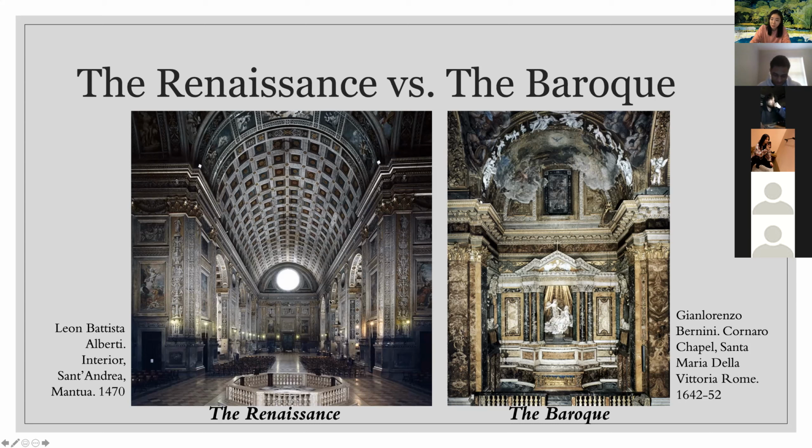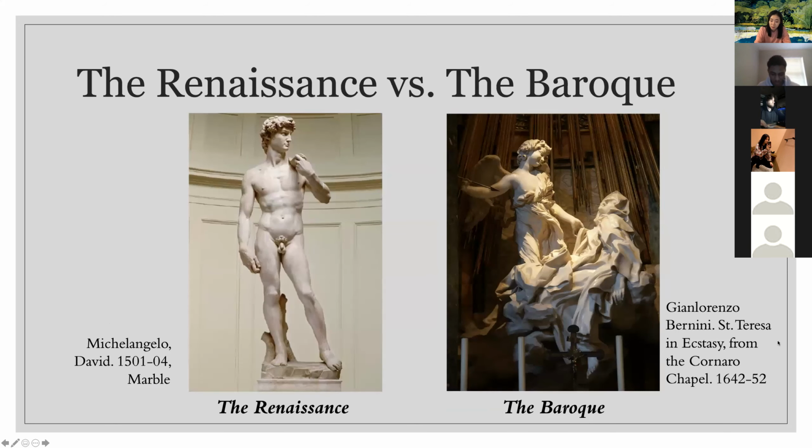So as you can see, the Renaissance architecture style shows simple, logical, and classical. And on the other hand, the Baroque architecture shows ornamentational and sophisticated. Now, let's look at sculptures.